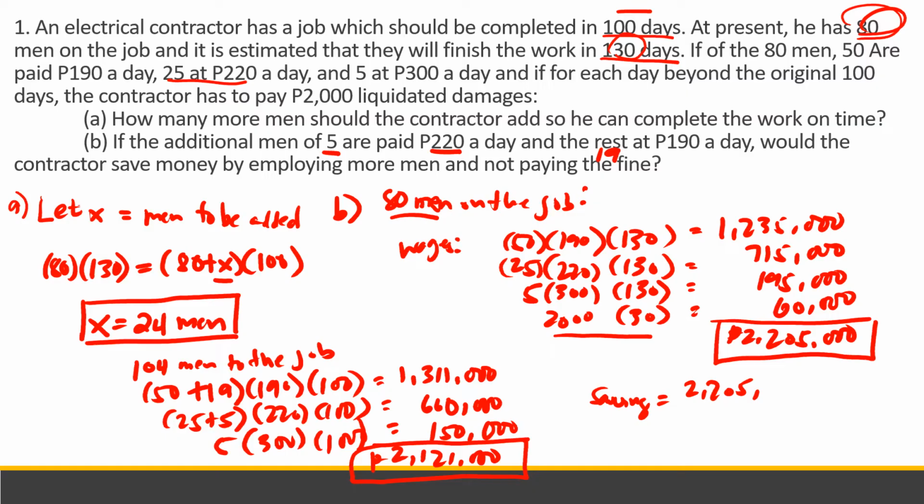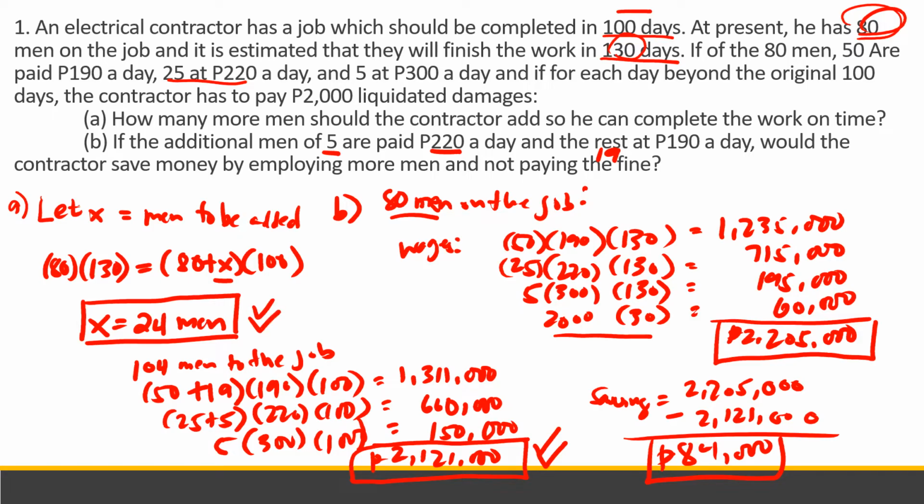So by hiring 24 men and not paying the 30 days excess, the contractor will save an amount of 84,000 pesos. So it is better to hire 24 men over paying the 30 days na fine. So that is for problem number 1. As you can see, wala tayong ginamit na interest, compound interest. So more on mathematical analysis or mathematical problems.